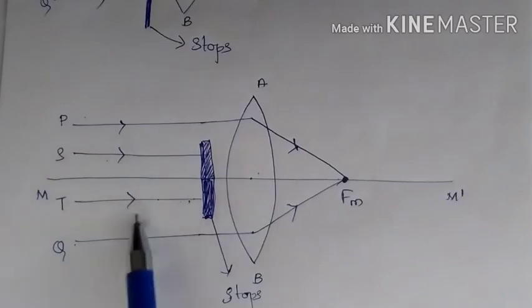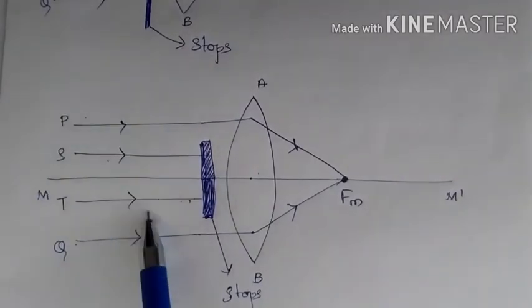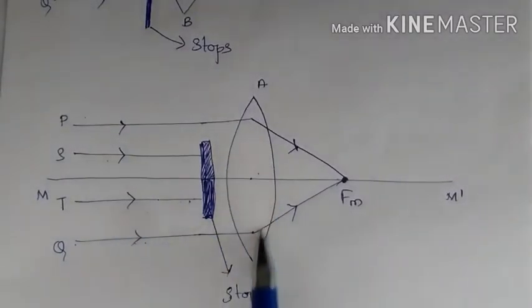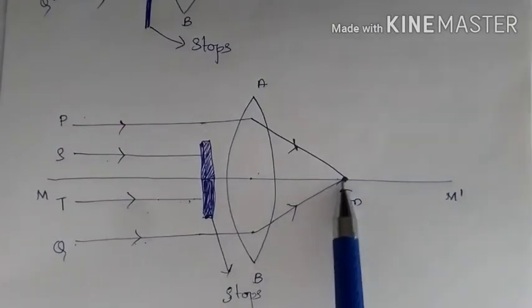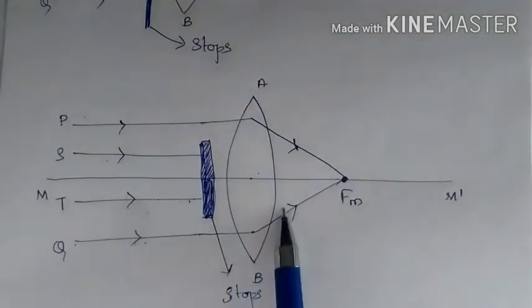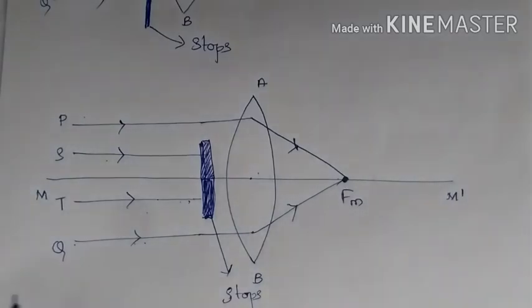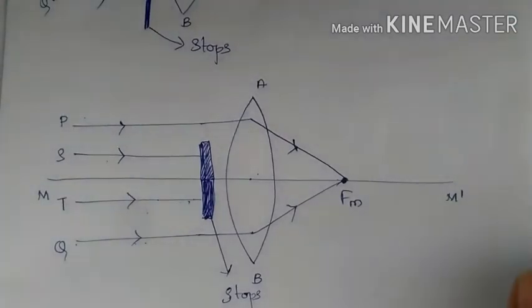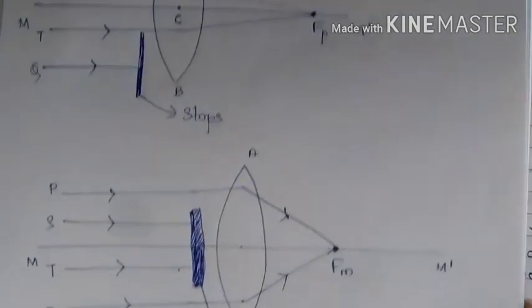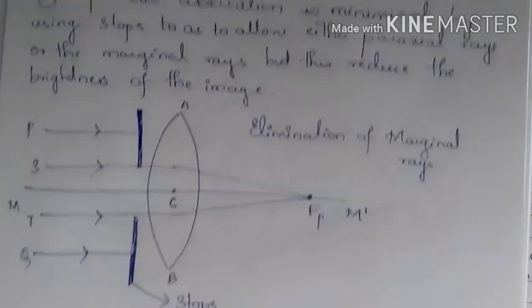Now here you are allowing only the marginal rays to pass through the lens. So this image will be formed at FM. Here again you will not have 2 different focal points on the principal axis. Thus you have decreased the spherical aberration. So this is the first method in minimizing the spherical aberration.